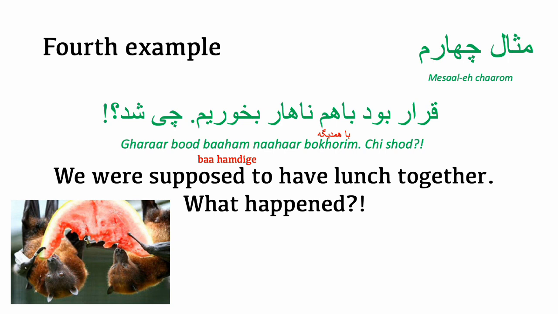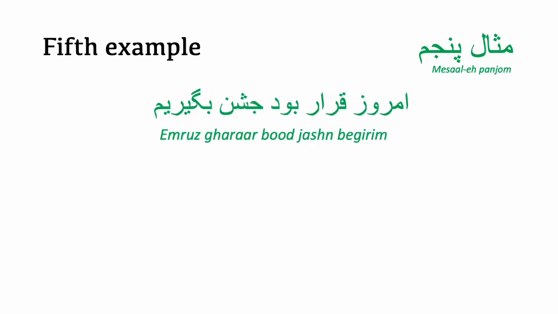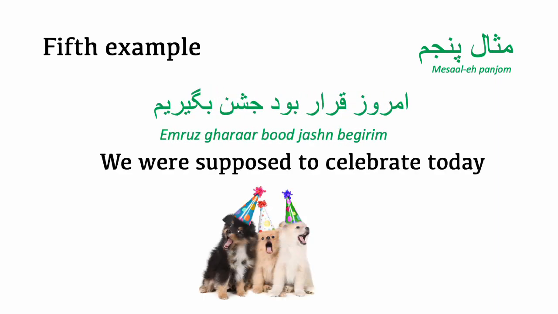Let's look at another example. Let's say it's your friend's birthday and you go over to their house. You had planned to celebrate their birthday with them, but they look sad. They're sitting on the couch looking depressed. You might say, امروز قرار بود جشن بگیریم. Today we were supposed to celebrate. امروز means today. قرار بود means supposed to. جشن بگیریم comes from جشن گرفتن, to celebrate. بگیریم is the first person plural form of گرفتن in the subjunctive tense.